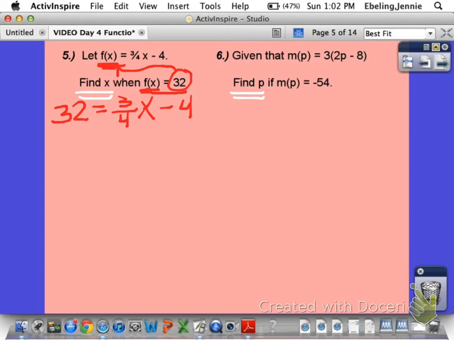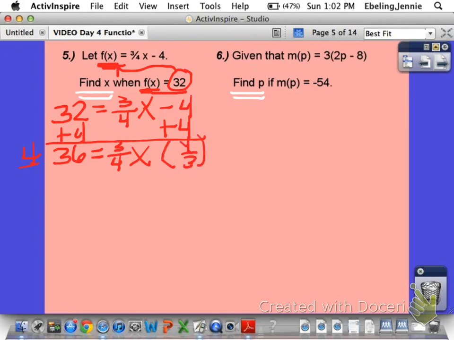That function name there. Now to solve this, I'm going to add 4 to both sides. So I have 36 is equal to 3/4 x. And remember, if we have a fraction wrapped up with that variable, we multiply by the reciprocal to get rid of it. So I'm going to multiply both sides by 4/3. Those 4s and those 3s will cancel. I get x. And over here, 3 will divide into 36 12 times. 4 times 12 is 48.